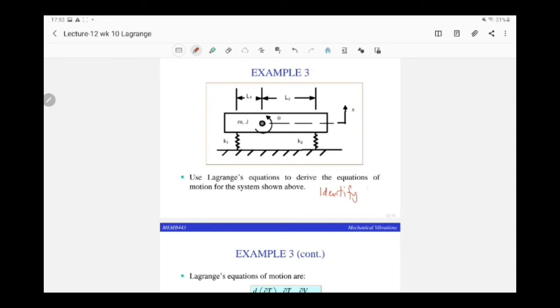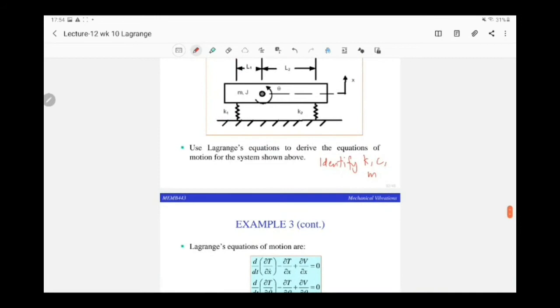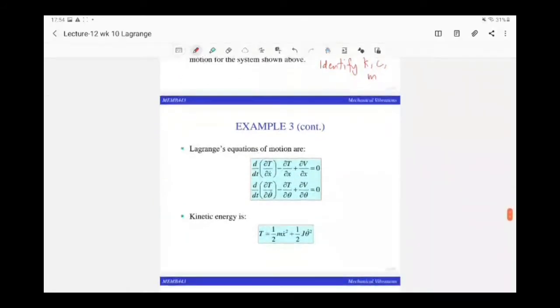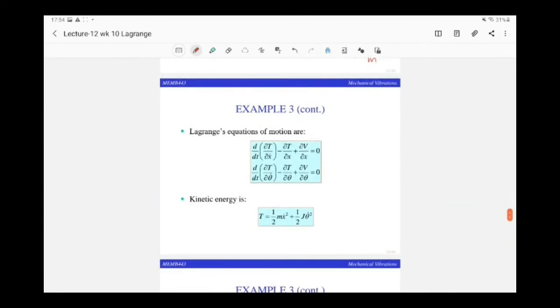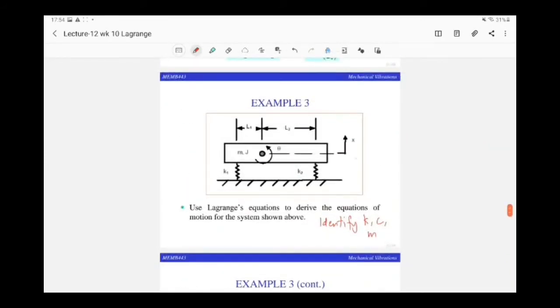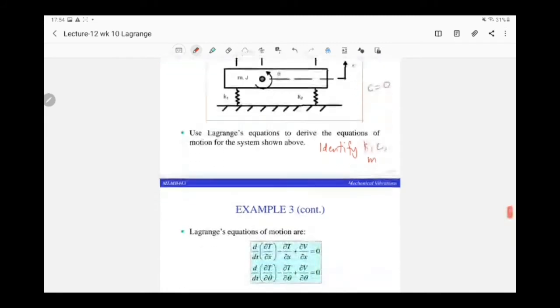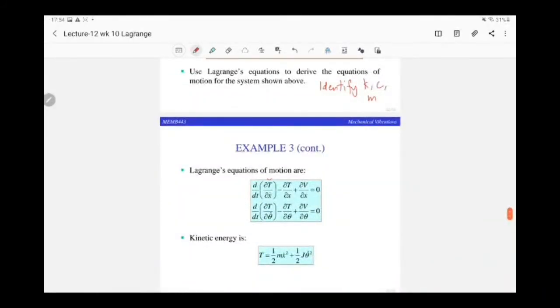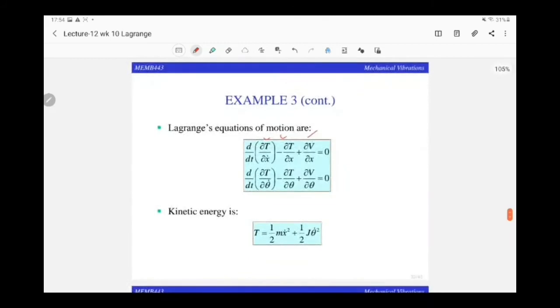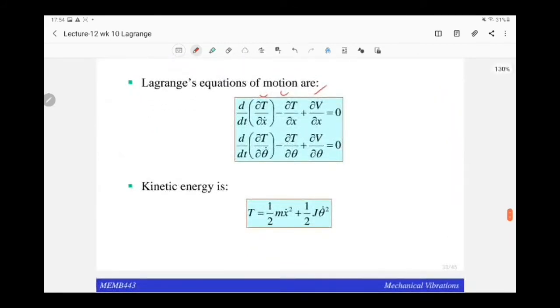elements. So basically the keyword here, you have to identify the K and the C, and the M, basically all the elements, and see how you can actually express each of them in terms of energy. So this is the Lagrange equation. So you can see here C is equal to 0, so you don't have the D expression. So you only have T and potential, kinetic and potential energy.